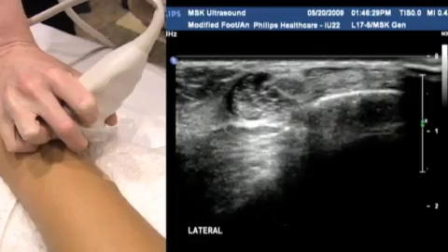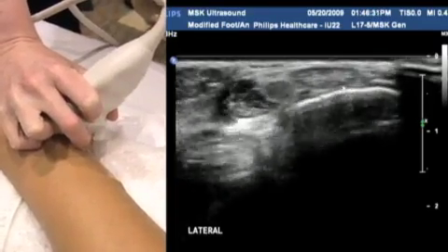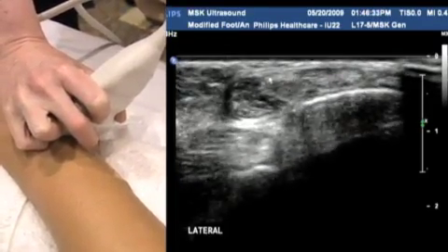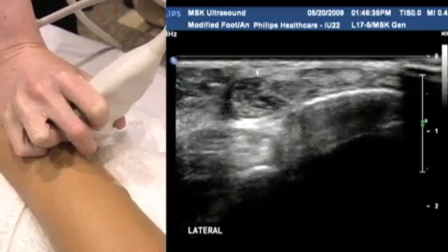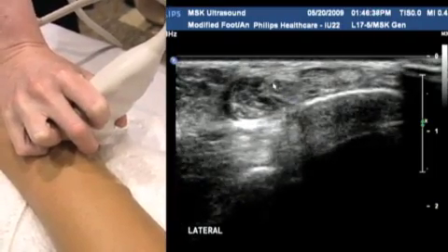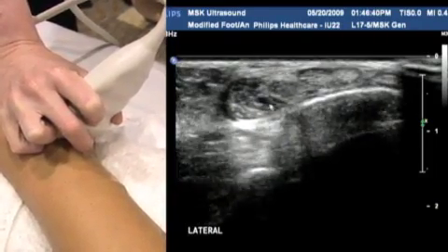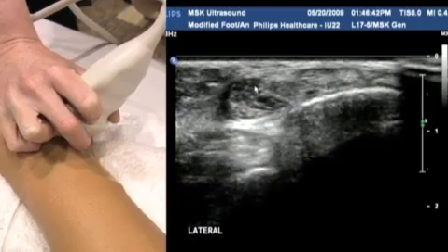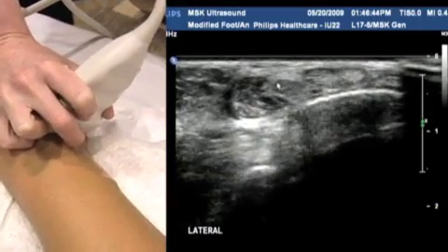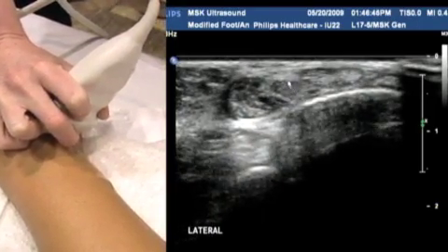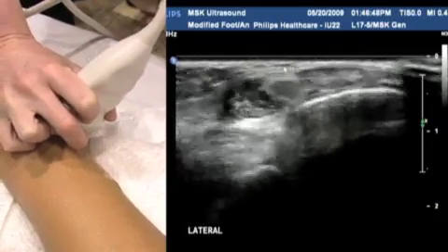Peroneus longus is the more superficial one, the bigger one here proximally. Peroneus brevis is the one at the back here with the peroneus brevis muscle, similar to that flexor hallucis tendon muscle complex. It looks similar, muscle at the back, nice and hypoechoic, the more echogenic tendon next to it.